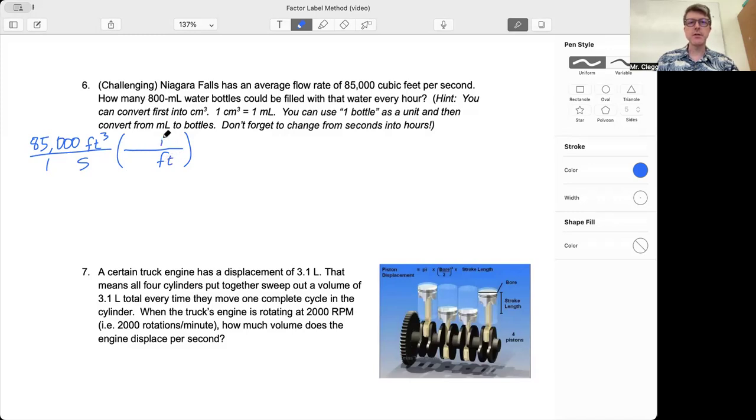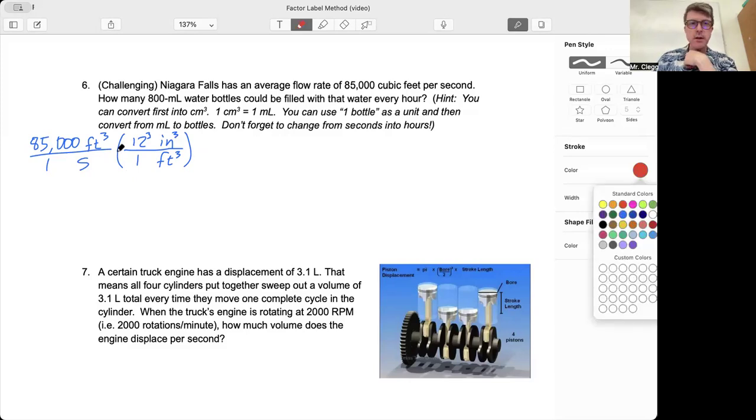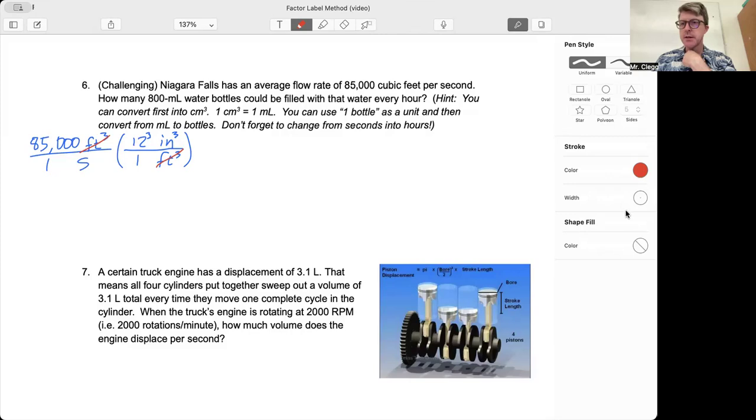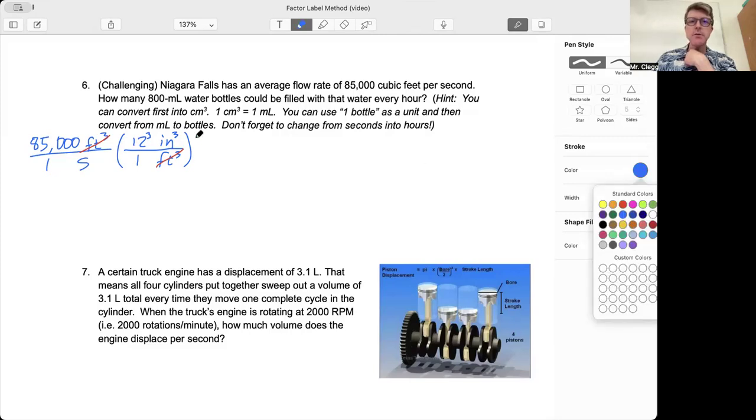Let's go to inches. So feet to inches, we know that there are 12 inches in a foot. And now we can cube all of that. So let's cube the 12, and cube the inches, cube the feet. And we can cancel out the cubic feet. Now we've got cubic inches. Nice.